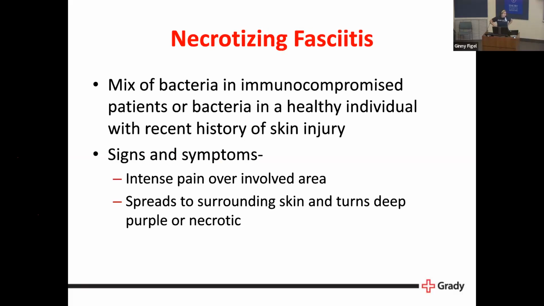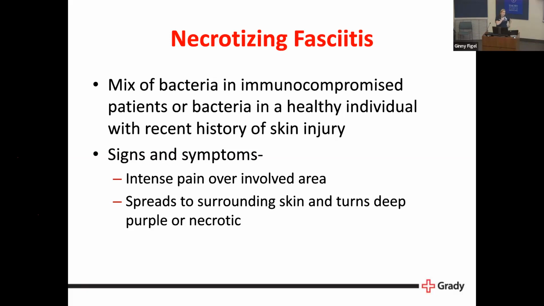Okay, all right. Disease process that is near and dear to my heart. As you work at a hospital with a very large burn center, we see a lot of necrotizing fasciitis. Okay, so necrotizing fasciitis is a mix of bacteria in an immunocompromised patient or bacteria that's gotten into a healthy patient with a recent history of skin injury, okay? So again, I'm probably going to tell you more than you ever want to know about necrotizing fasciitis.